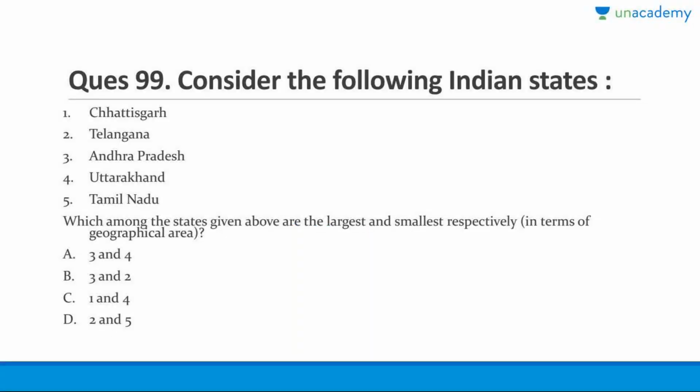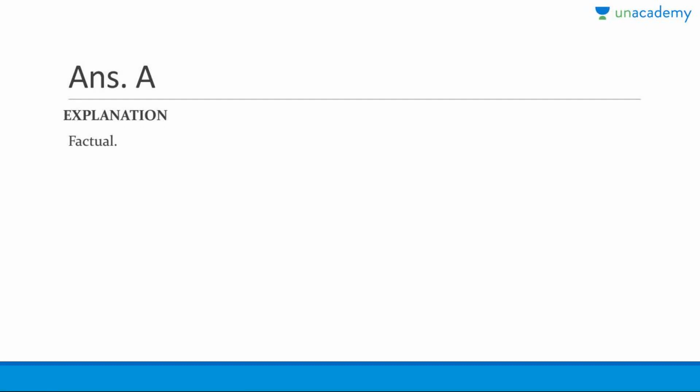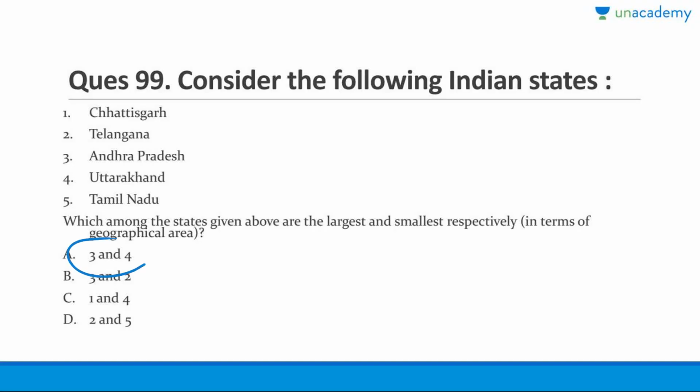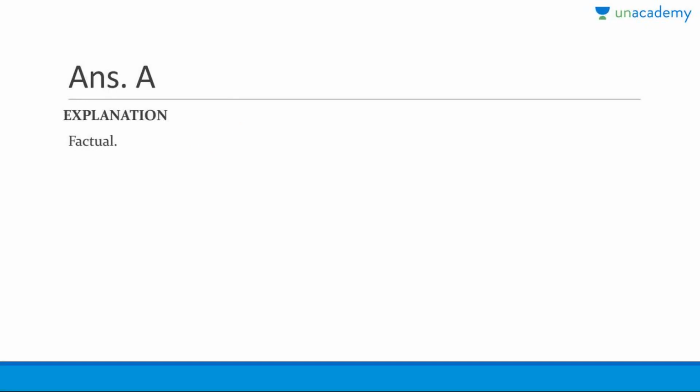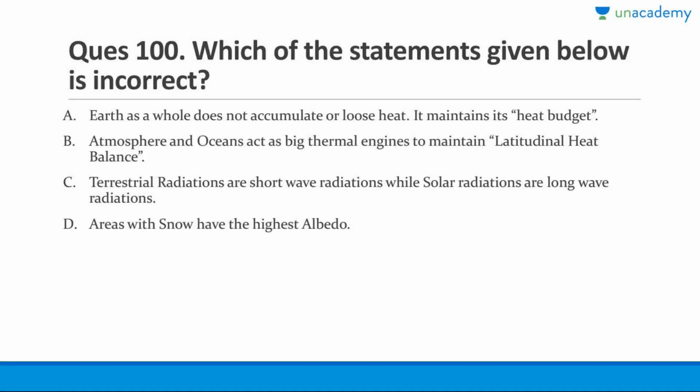Question number 99. Consider the following Indian states. Which of the following states are the largest and smallest in terms of geographical area? So largest is Andhra Pradesh, and smallest is Uttarakhand, which is very small in this list. So answer is 3 and 4. It is typically a factual question. So largest is Andhra Pradesh, smallest is Uttarakhand, among this list. Don't confuse.